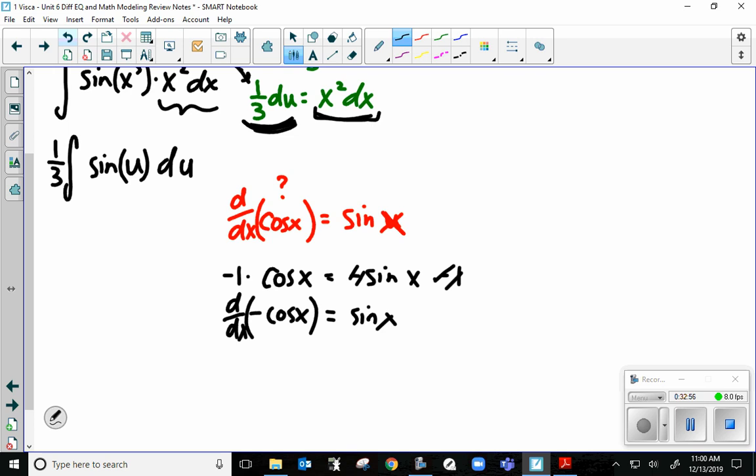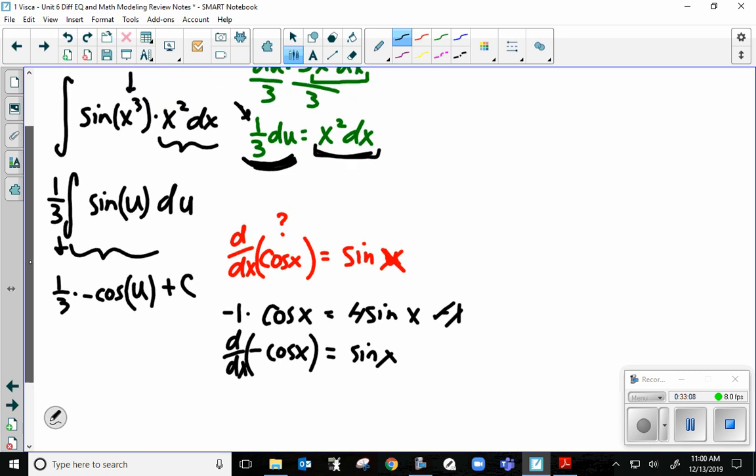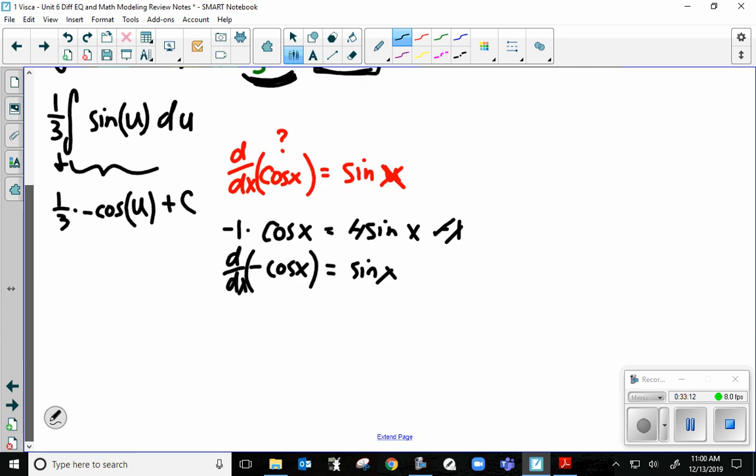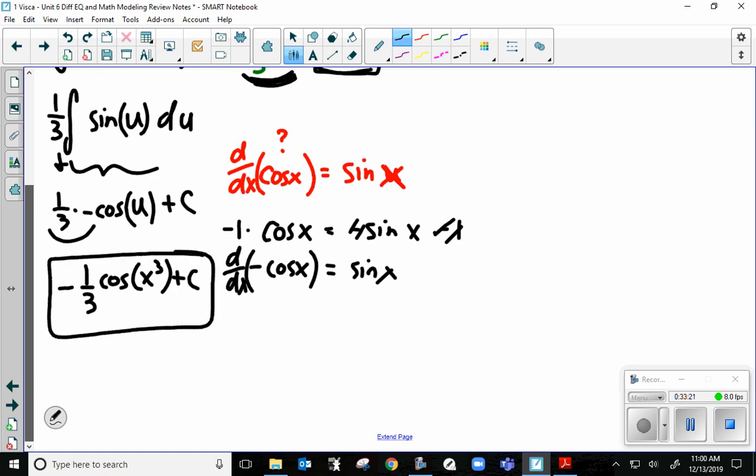So when I integrate this, I get negative cosine of u, there's no bounds, plus c, times 1/3. So there's an expression, so I need an x. My x cubed has got to come back in for my u. I'll make this negative 1/3 cosine of x cubed plus c. Done and done. All right?